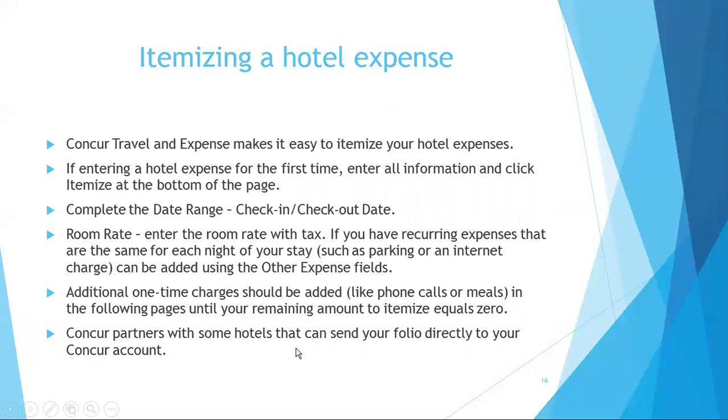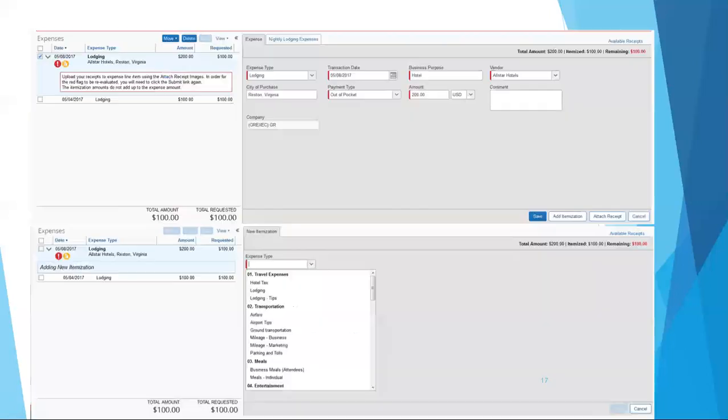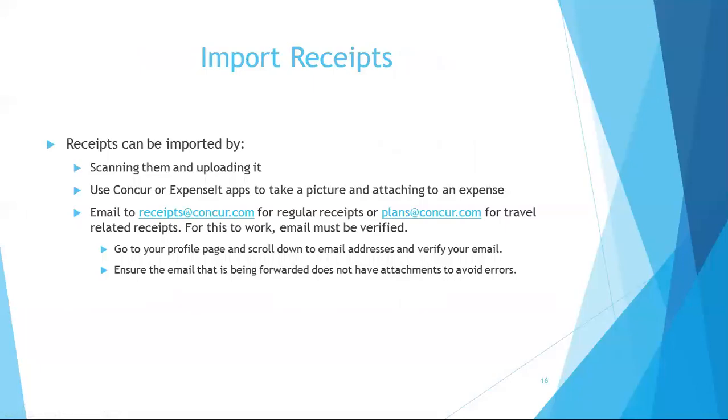One of the things Concur makes easier is that there's a list of hotels that can send your folio directly to your Concur account, so that information automatically shows up in your account. This just shows a quick screenshot. We can go into it in a little more detail when we show the other side.